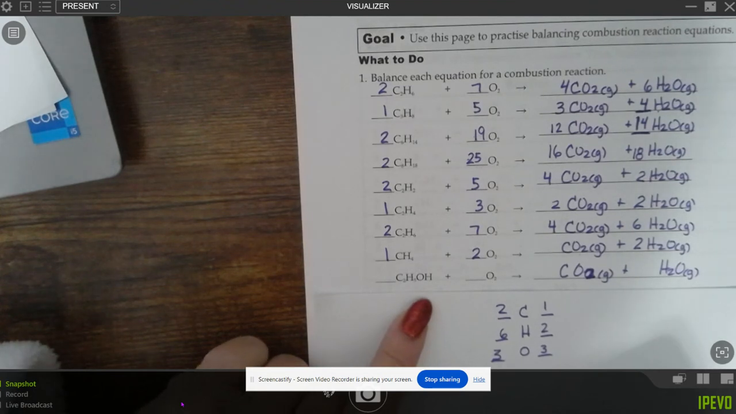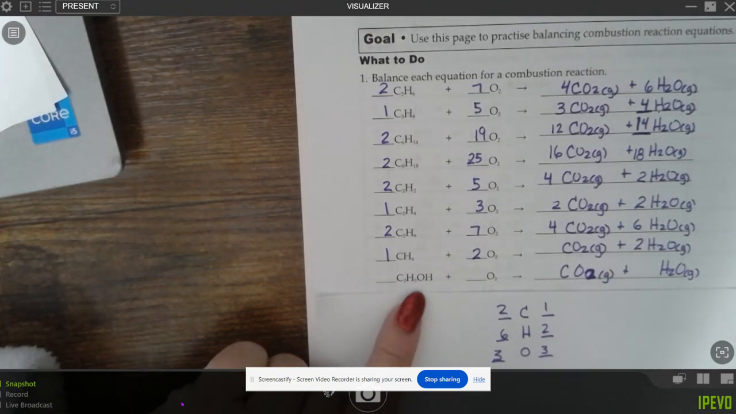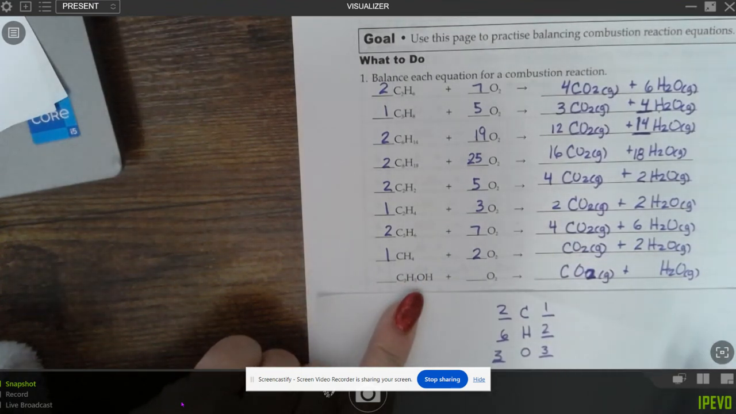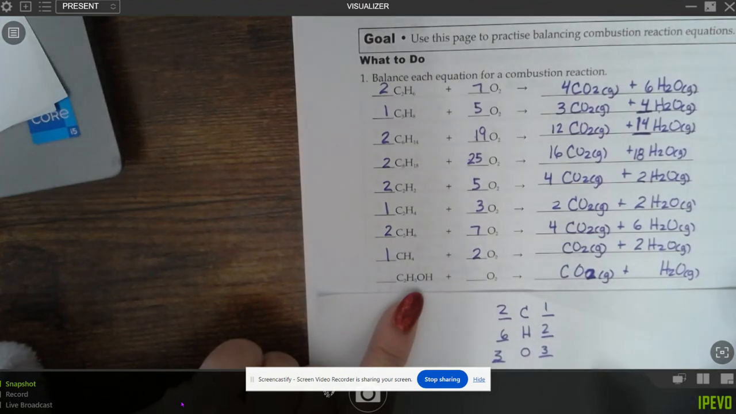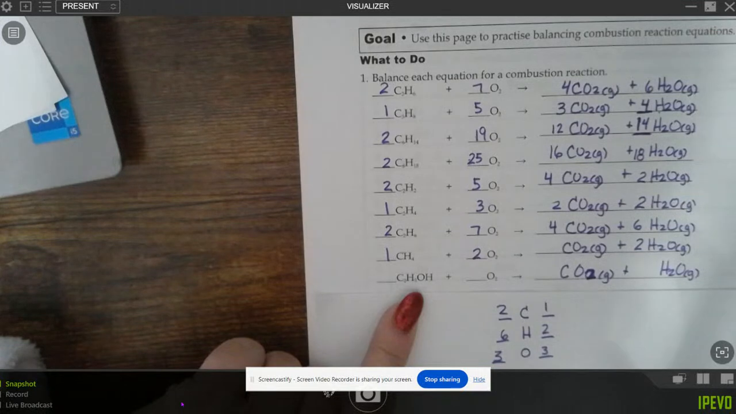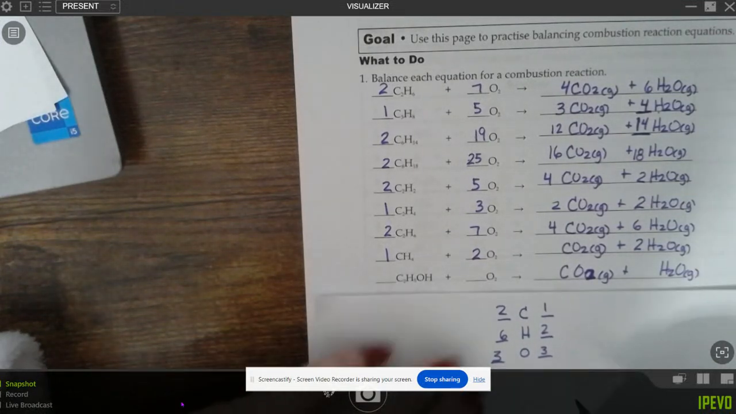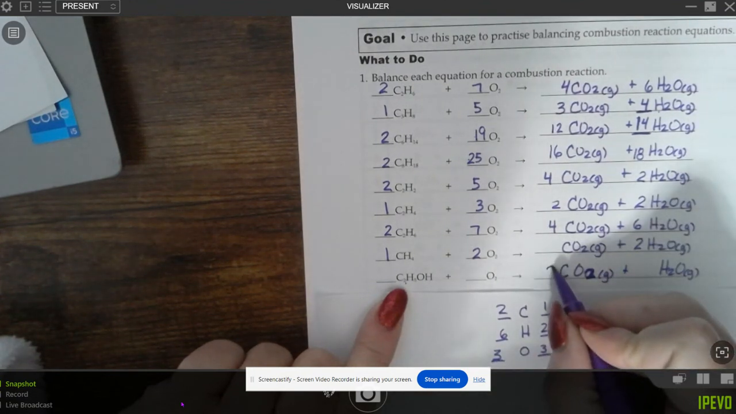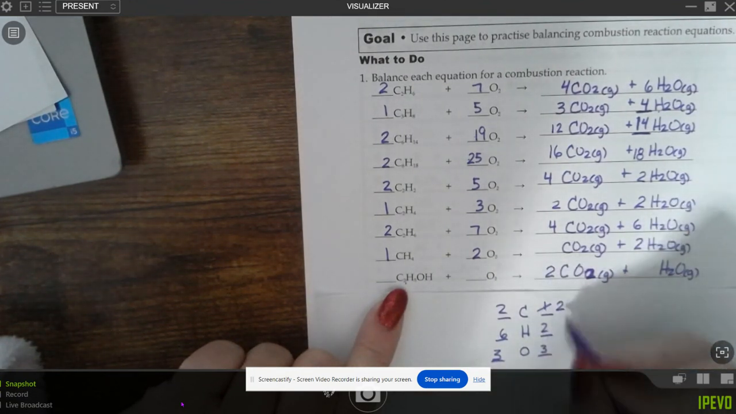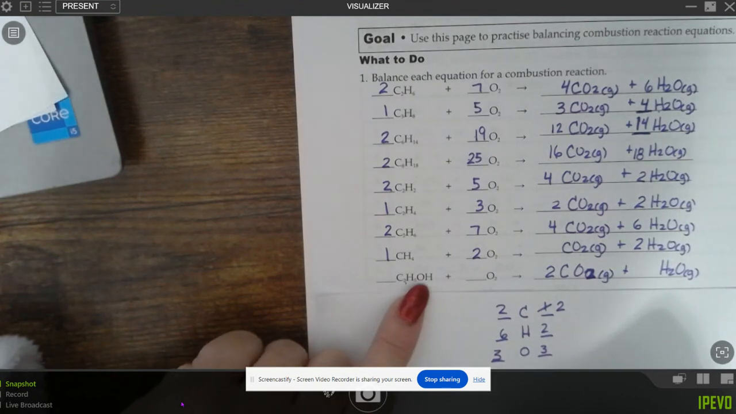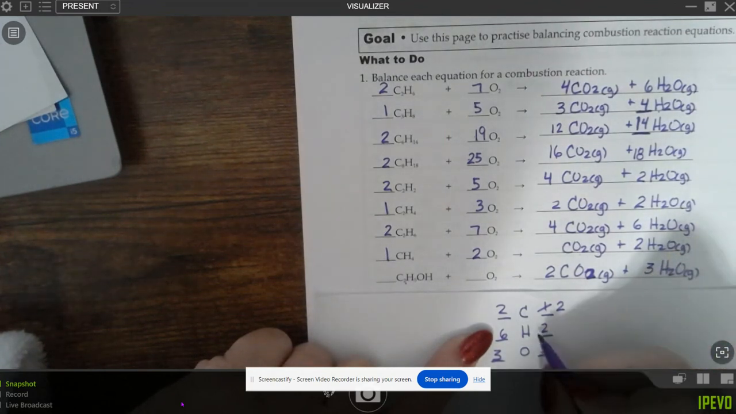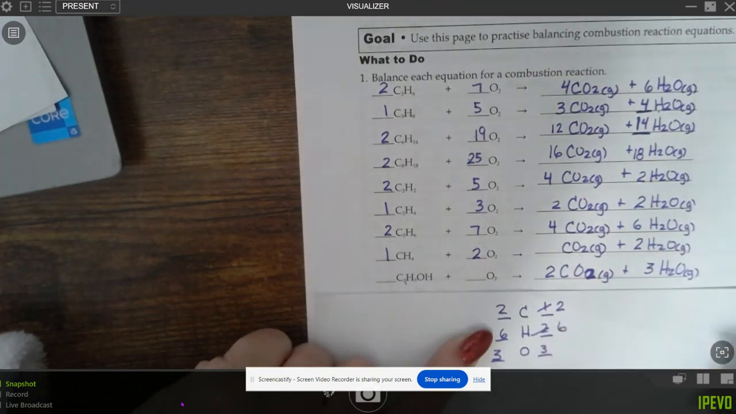So let's see. When you've got oxygen in your hydrocarbon, that rule about doubling doesn't necessarily play a factor. So we're just going to go through this without thinking about the doubling for a minute. Okay. So I've got 2 carbon on the left side. To get 2 on the right side, I would put a 2. All right. I have 6 hydrogen on the left. So I'm going to put a 3 here. And let's see what happens. Okay. That gives me 6 hydrogen.